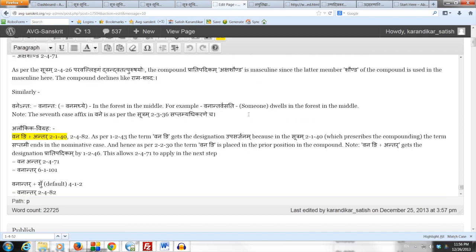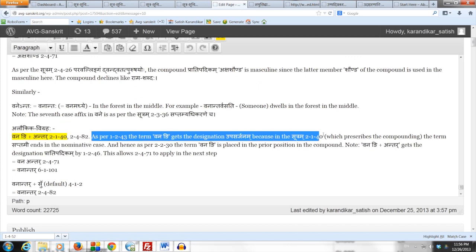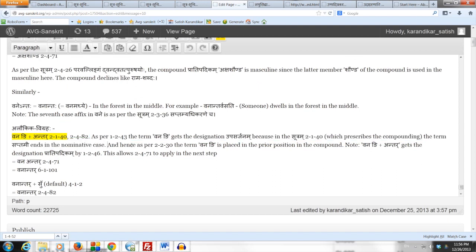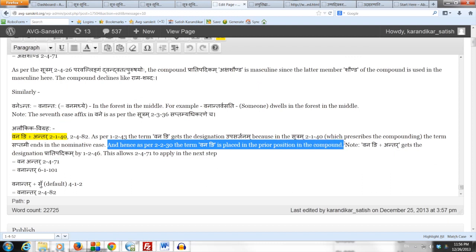Now as for the Sutram 1243 Prathama Nirdishtam Samas Upasarjanam, the term Vana Ni gets the designation Upasarjanam because in the Sutram 2140, which prescribes the compounding, the term Saptami ends in the nominative case. And hence as per 2230 Upasarjanam Purvam, the term Vana Ni is placed in the prior position in the compound.